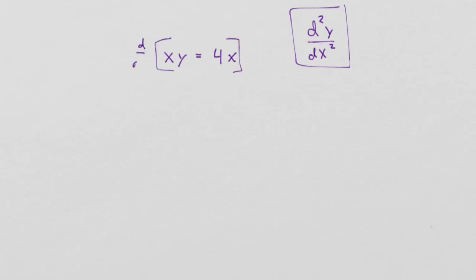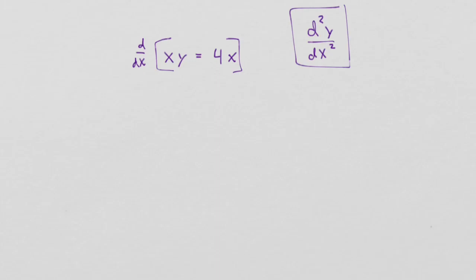So here's an example. I'm going to go ahead and try to find this, which is the double derivative. So I have an implicitly defined function here, so I'm going to differentiate this using my implicit differentiation skills. And by the way, I can never get to the second derivative until I first have arrived at the first derivative. So first things first, we're going to go ahead and just try to find dy over dx.